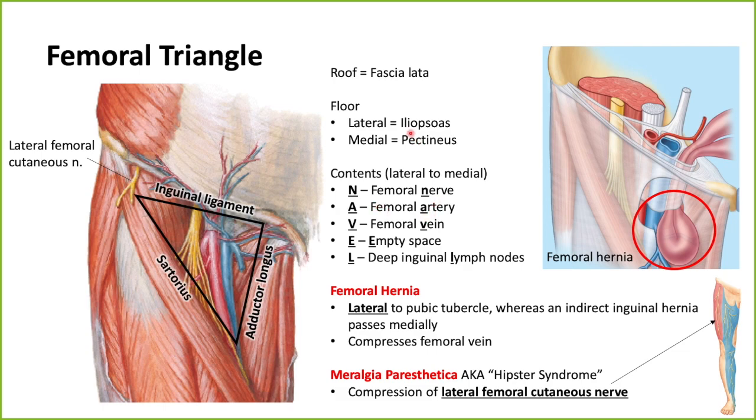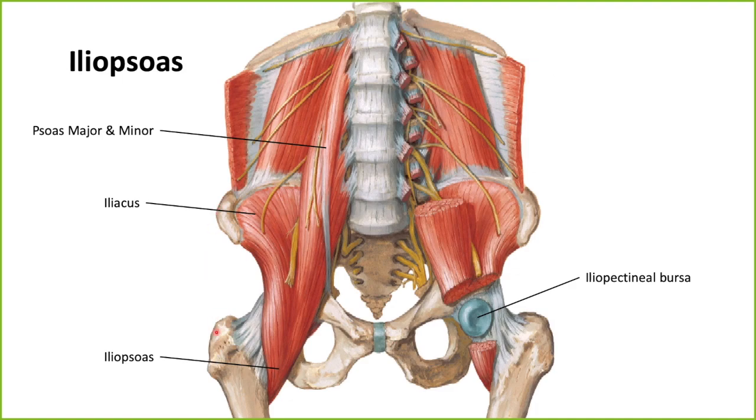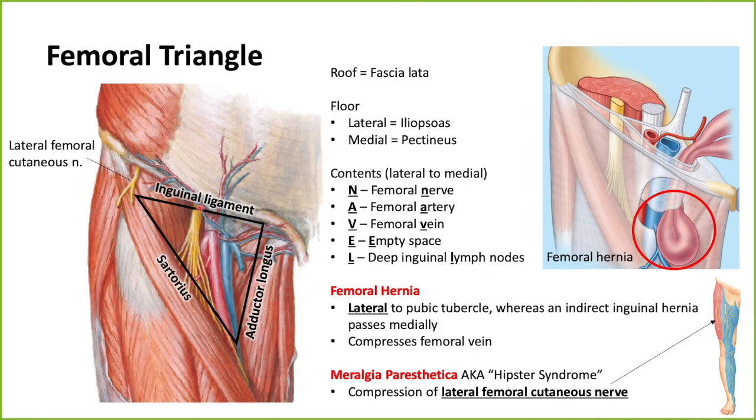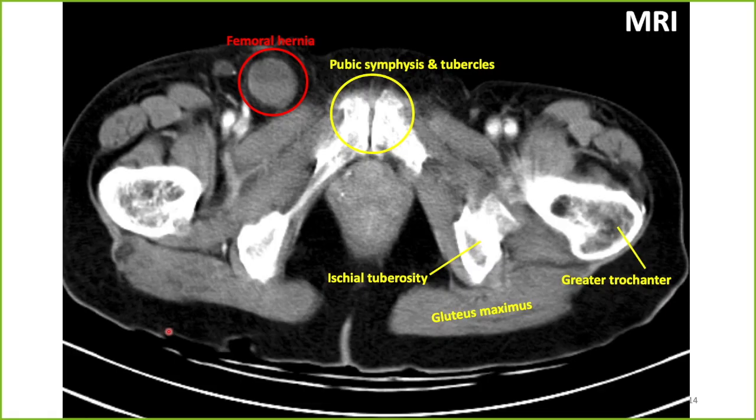So we've got two floors. We've got iliopsoas, which we had seen in this picture. Here is our iliopsoas, and then our pectineus is more on our medial side. I'd already talked about meralgia paresthetica, which is that hipster syndrome, the compression of the lateral femoral cutaneous nerve, and also a femoral hernia, which is maybe not talked about as much. It's just another type of inguinal hernia that passes through here and pushes on that femoral vein.